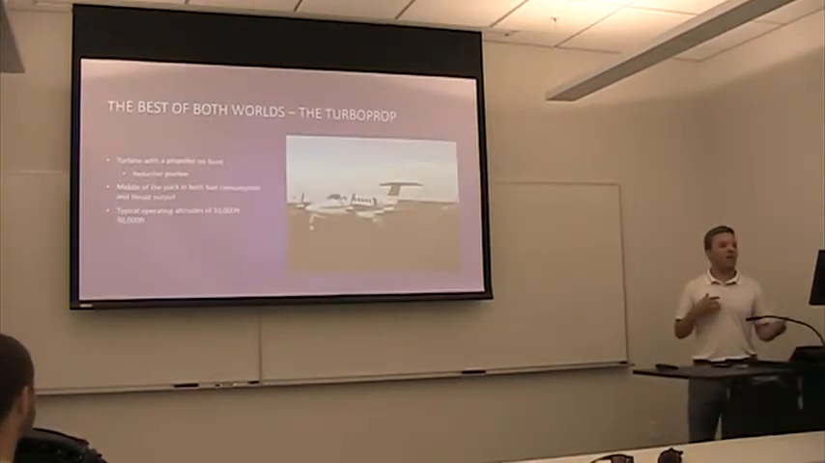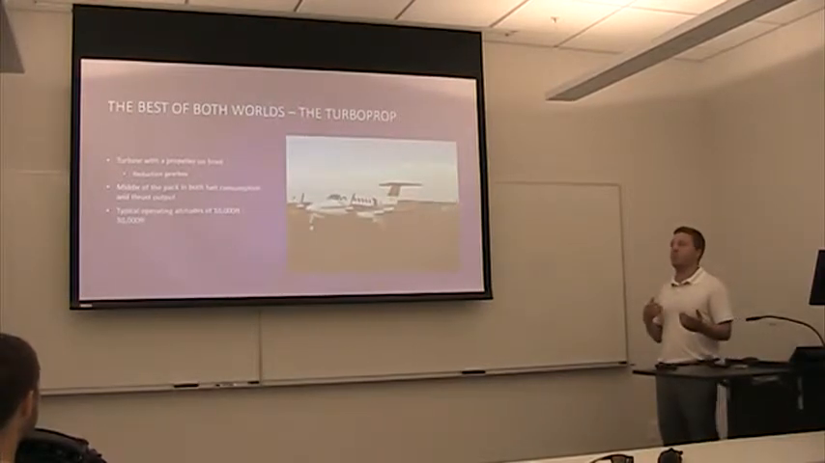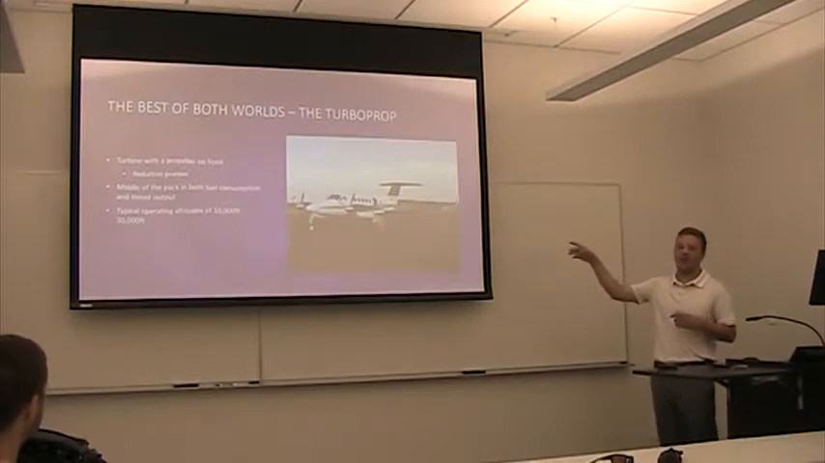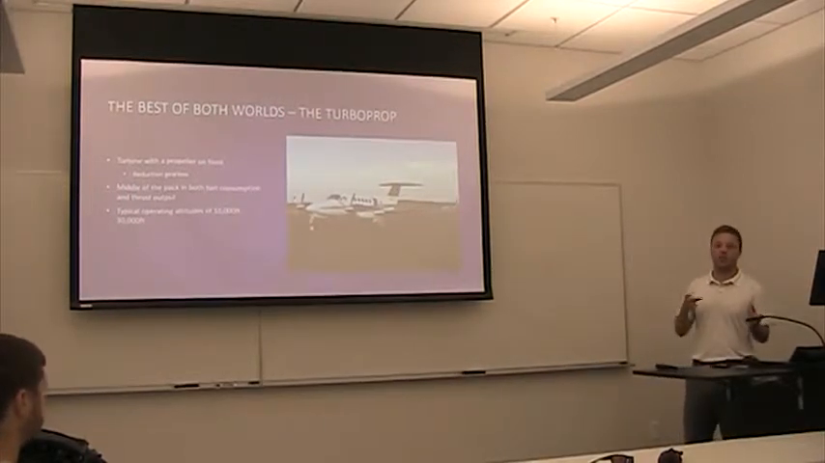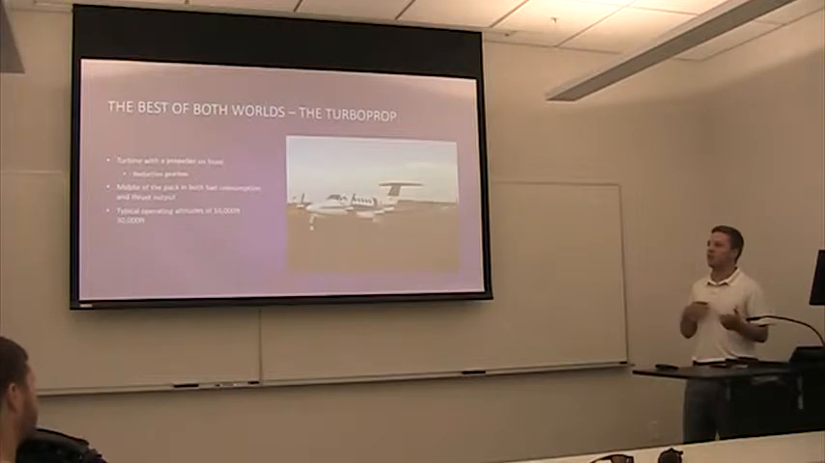So next we have the turboprop, which is kind of the best of both worlds between piston aircraft and turbine aircraft. So this aircraft on the right-hand side right here is actually a jet engine. It's a turbine engine, but it has a propeller bolted on the front of it. And by doing that, you get the best of both worlds.